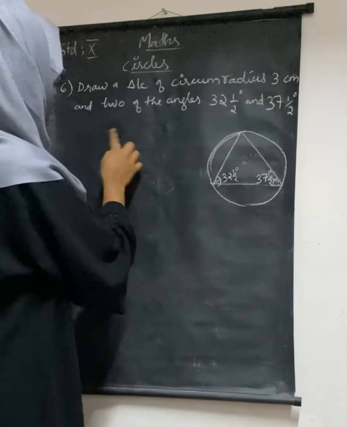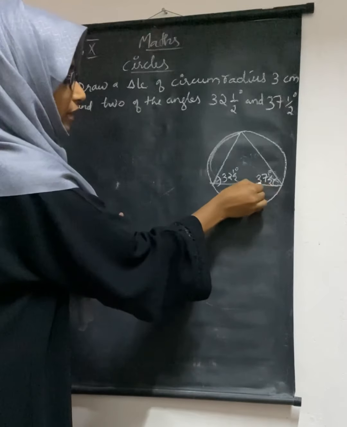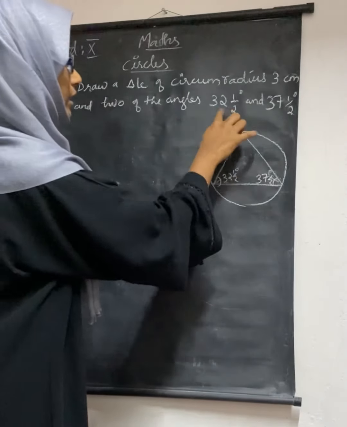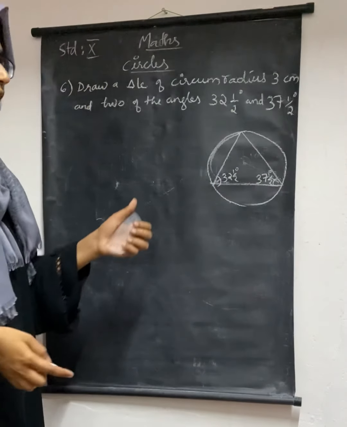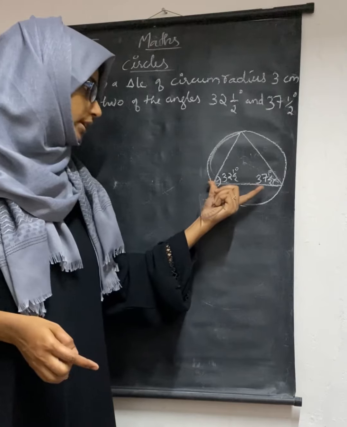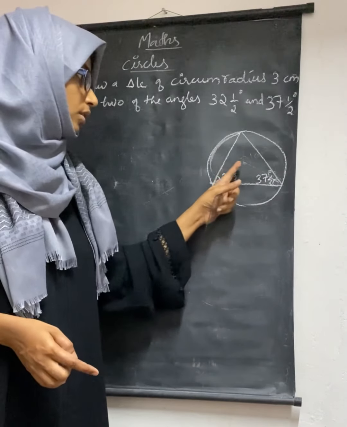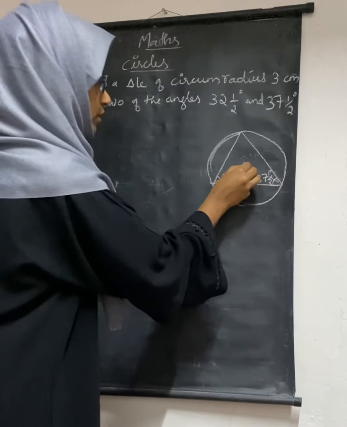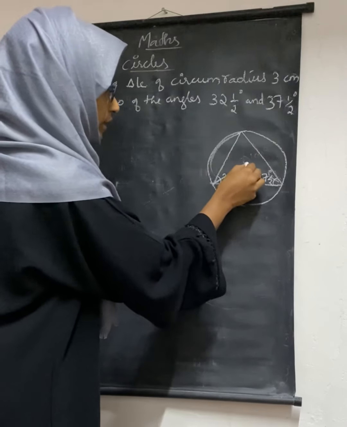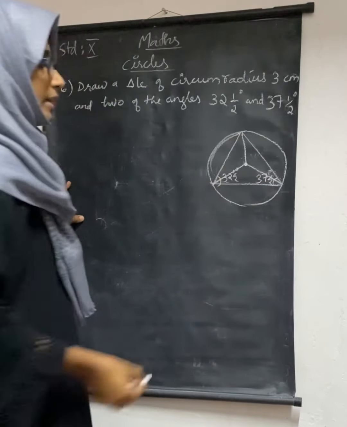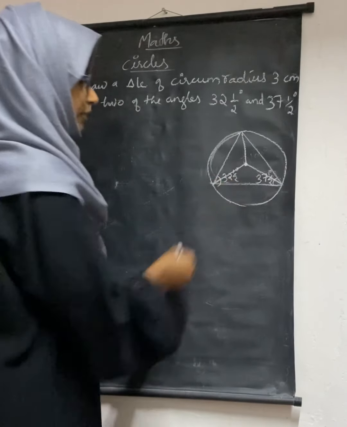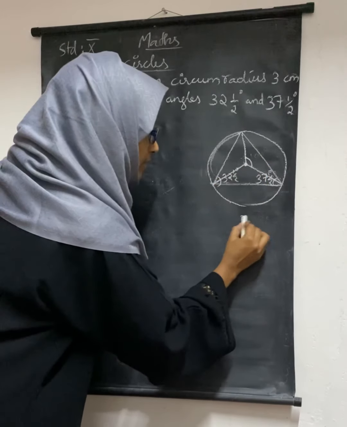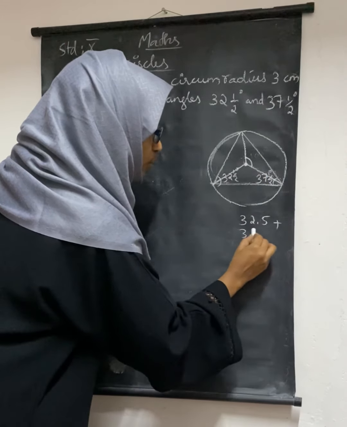So before drawing the figure, we have to do the rough figure like this. You have a circle, inside that you have a triangle and the two angles 32.5 degree, 37.5 degree. So directly we cannot take all these angles. So what we are using here, the concept of central angle we have to use. So center, mark the center and draw the radius like this and you will get the central angle here. So 32.5 degree. What will be the central angle of 32.5? So that is 32.5 plus 32.5.